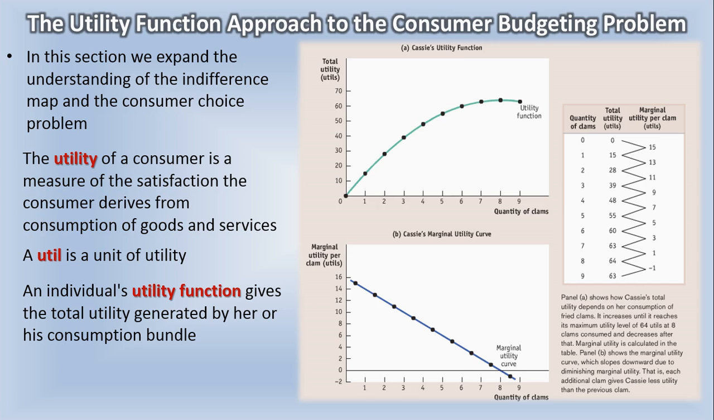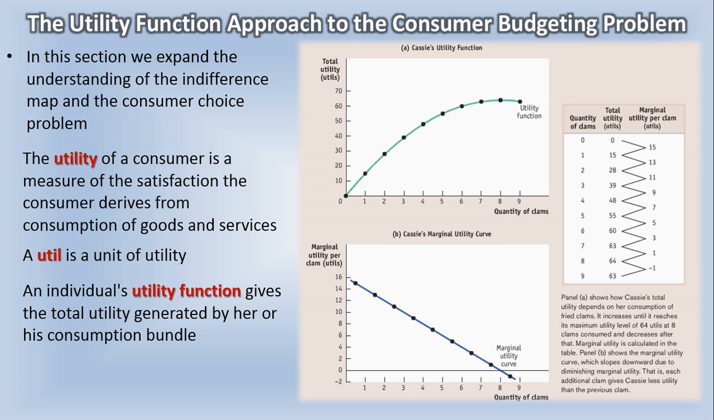So if there's only one good in the world, then the consumption bundle is only made up of the one good. And her utility function can be easily plotted, as you see here, where you have, let's say, total utility on the y-axis and the quantity of the good being consumed on the x-axis. And then the slope of that curve is going to tell us how much extra utility she gets from consuming an additional unit, what we call the marginal utility.